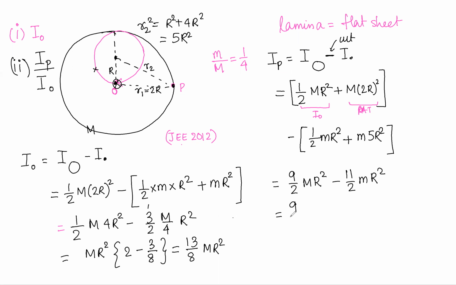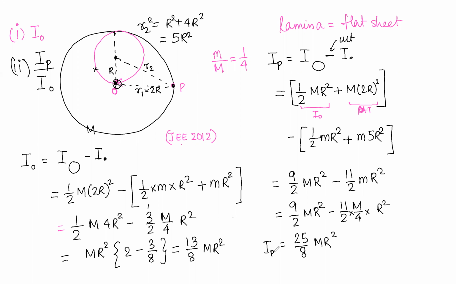That will be equal to 9/2 mr² minus 11/2 into the value of small m, which is equal to capital M divided by 4 multiplied by r square. So 2 fours are 8, 9 fours are 36, minus 11 is equal to 25. So 25 divided by 8 mr square is the value of IP.